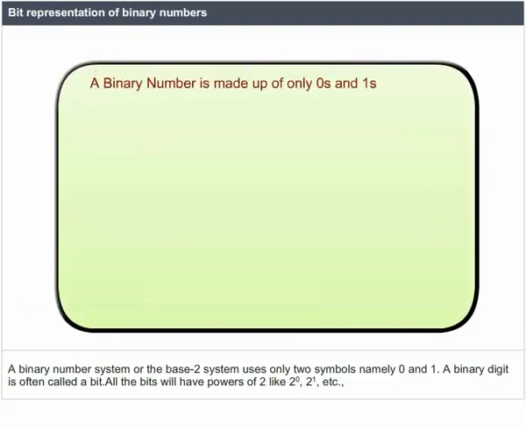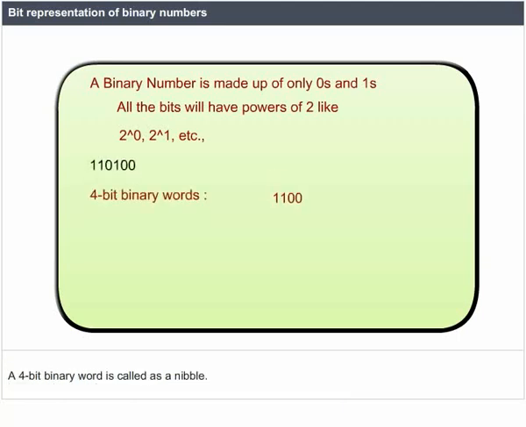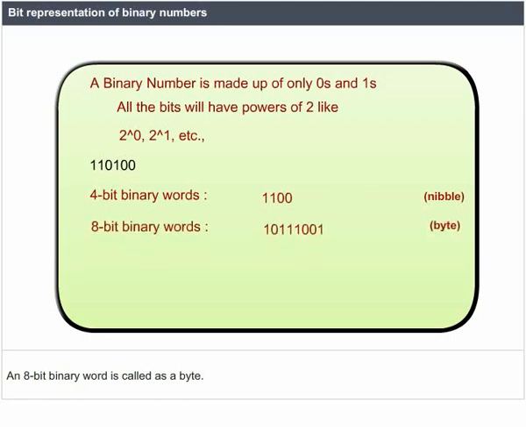Bit representation of binary numbers. A binary number system, or the base 2 system, uses only two symbols, namely 0 and 1. A binary digit is often called a bit. All the bits will have powers of 2, like 2 to the power 0, 2 to the power 1, etc. A 4-bit binary word is called a nibble. An 8-bit binary word is called a byte.